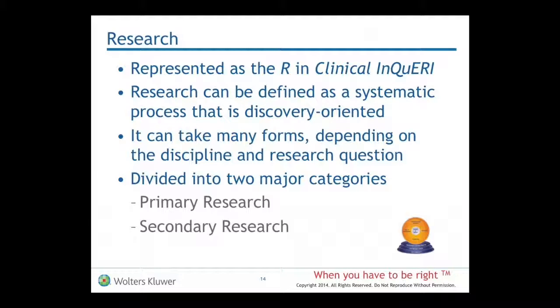The R is research in the clinical inquiry model, and that's a systematic process that's discovery-oriented. So that's really juxtaposed against quality improvement activities, because if you recall, quality improvement is about taking something that was previously discovered and implementing it in your local setting. Research, you embark upon this activity if there has not been anything in this area, that's really truly discovering something new. It can take different forms depending on the discipline and the research questions.